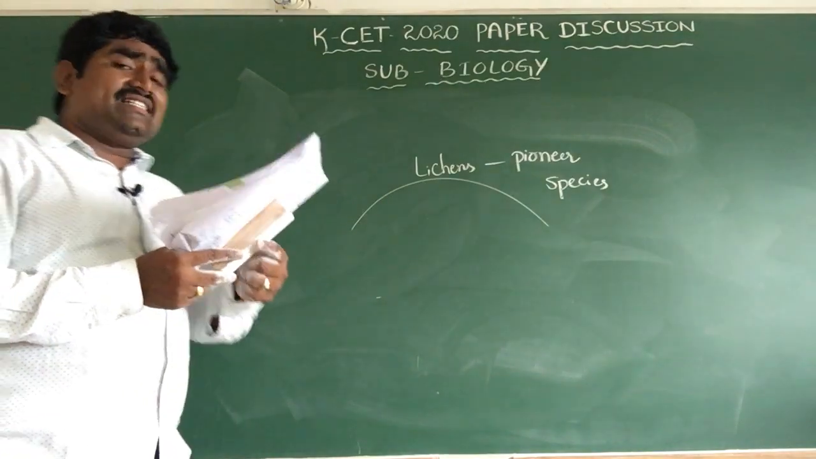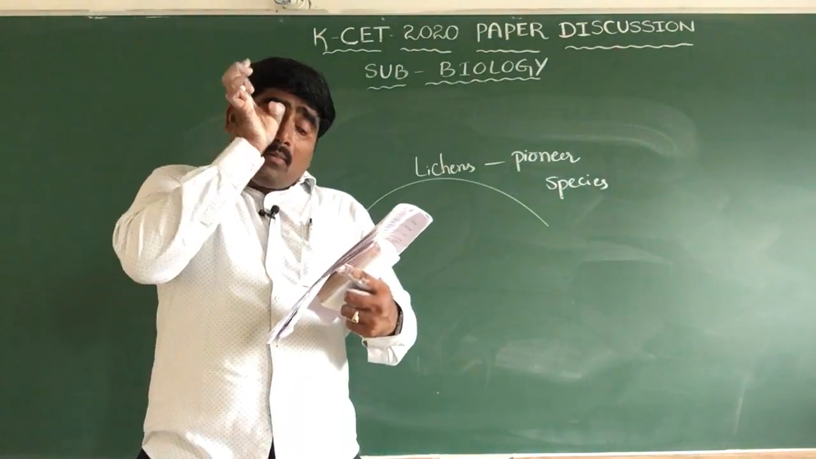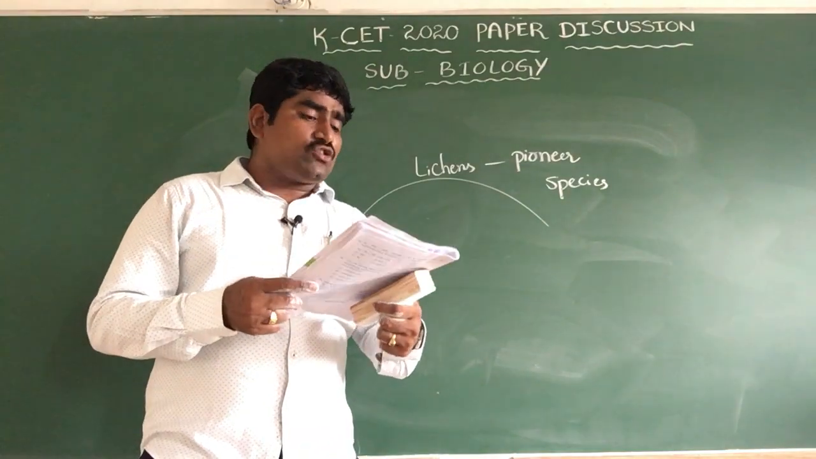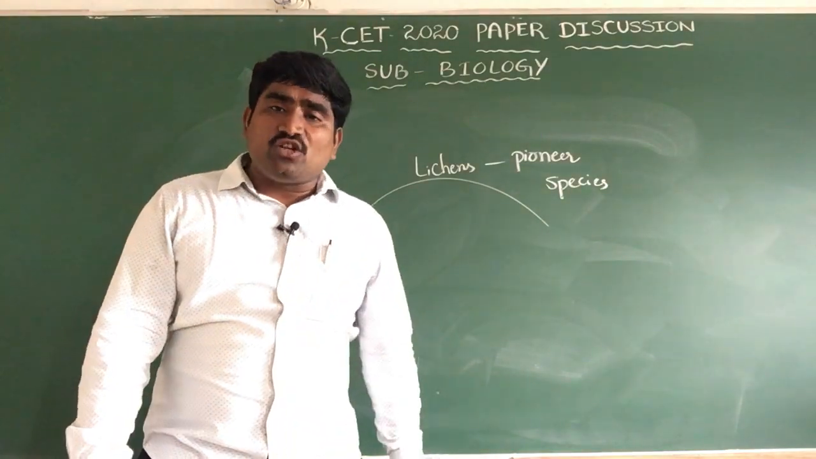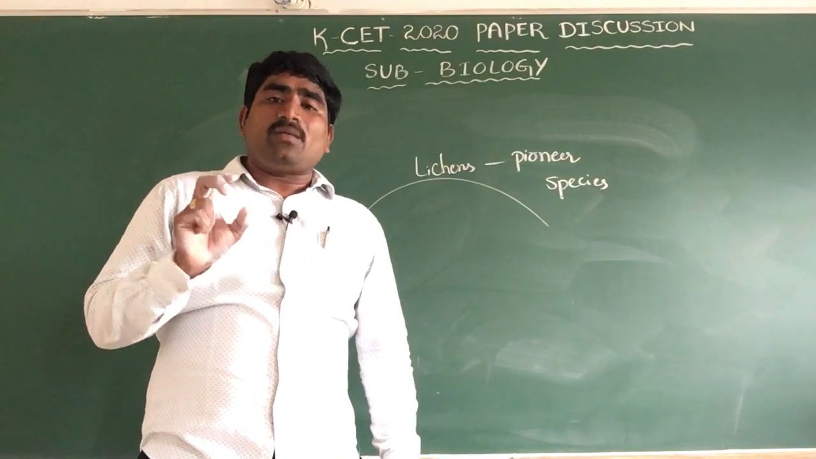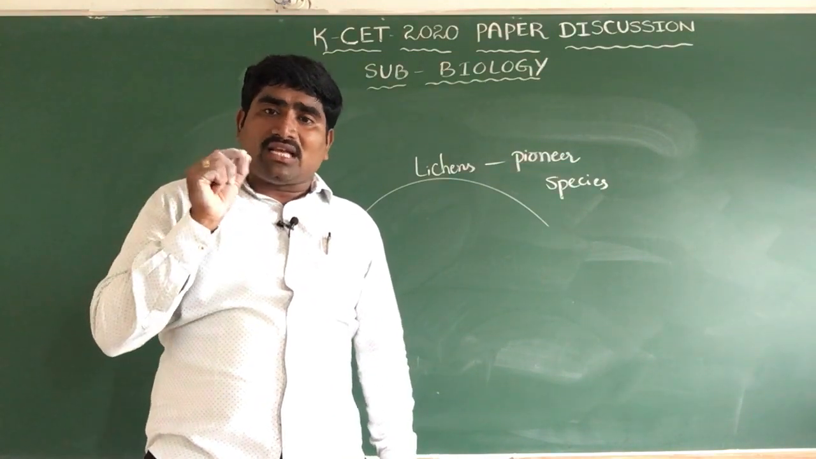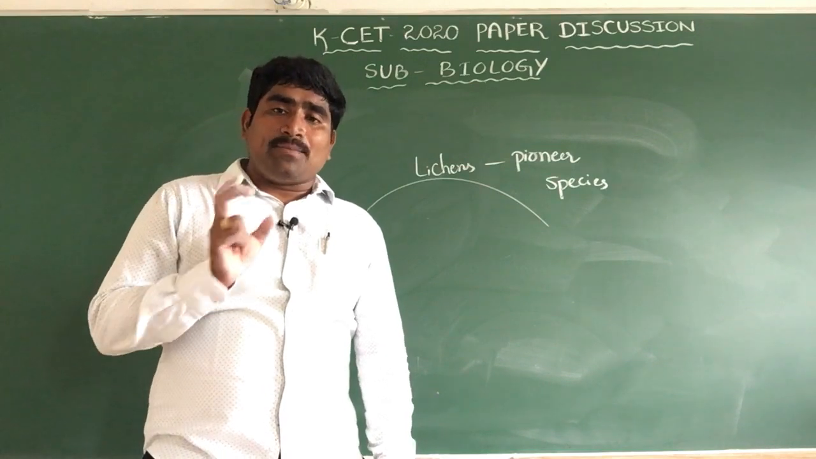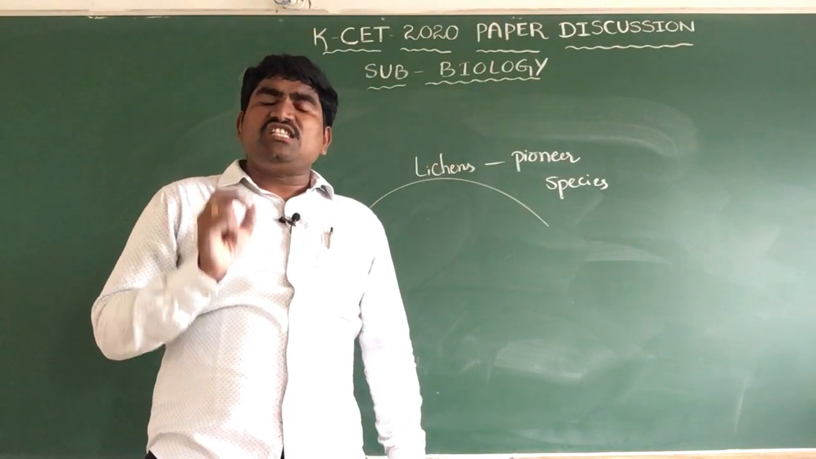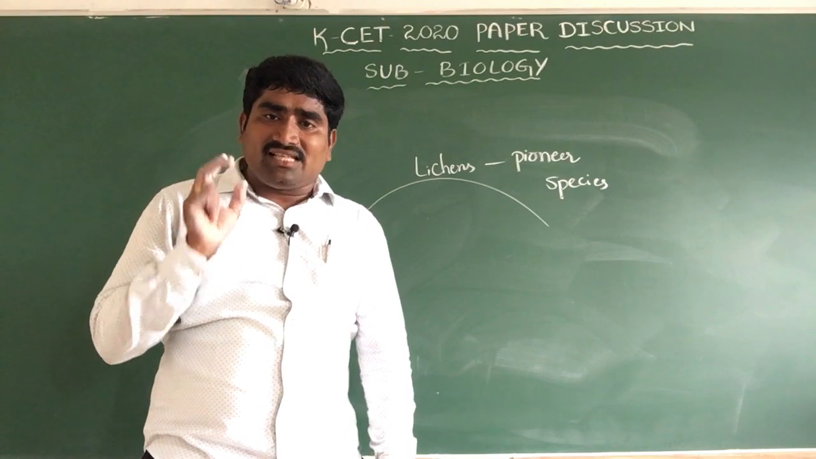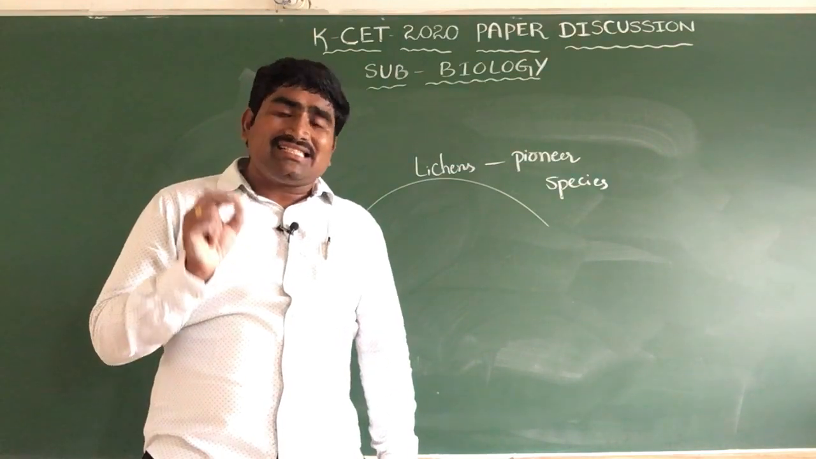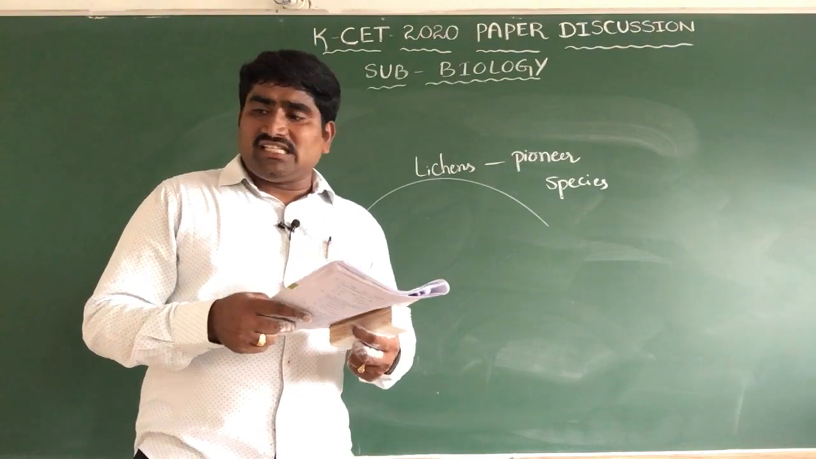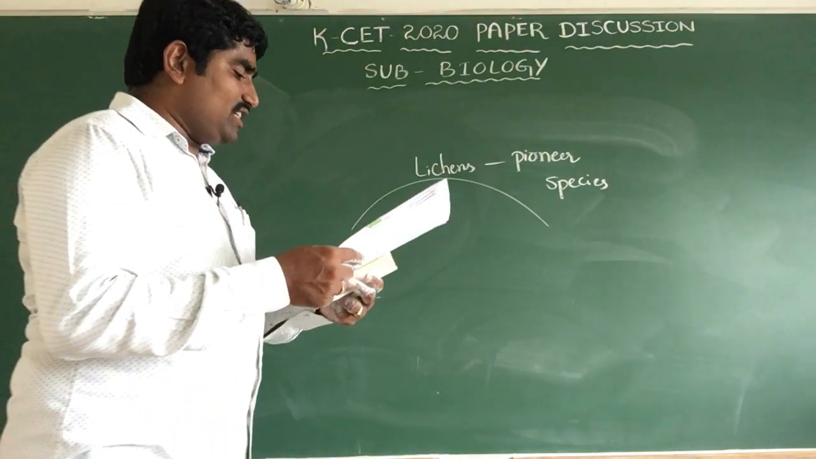The keystone species are different. Here one more word is there. Many of you might have marked keystone species also, because keystone species are those which are important for balancing the ecosystem. Understand? Keystone species are important in an ecosystem, to balance the ecosystem. But here, what we can say is pioneer species. Next one.